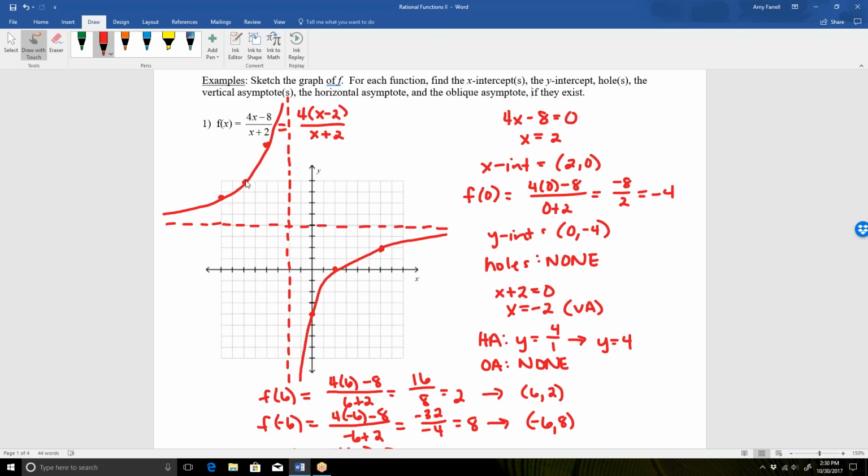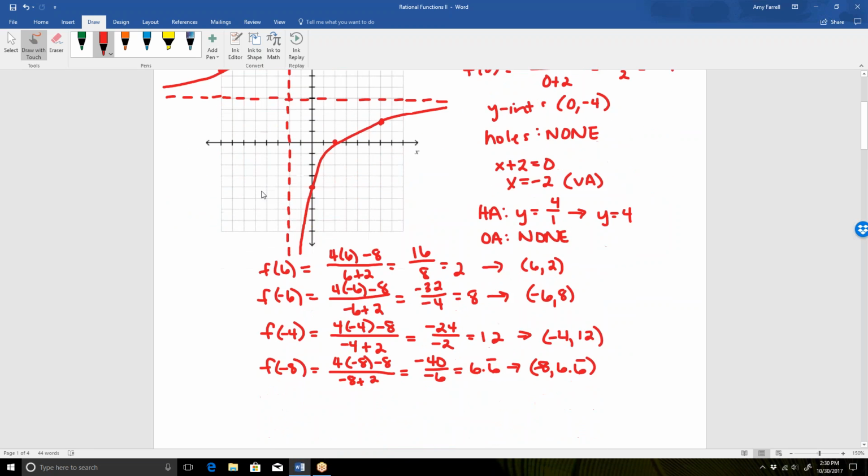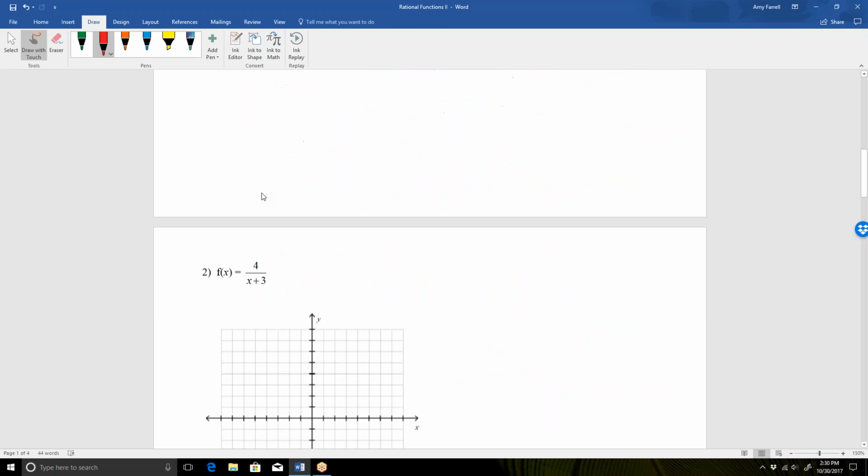One point would have been enough for me over here to determine that the curve is going to be above the horizontal asymptote and to the left of the vertical asymptote. But depending on how picky your instructor is, perhaps you might have to find some more points. Ooh, these are fun. Okay, let's do another one.